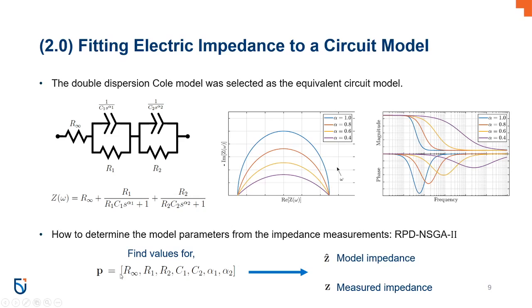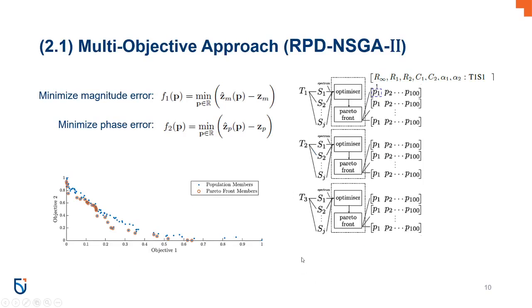So granted we know what model we're going to use, how can we find values for each of these parameters such that the model impedance matches the measured impedance? We decided to go with this method here, known as reference point based, dominance-based, non-dominated sorting genetic algorithm 2, which is a multi-objective approach based on a genetic algorithm. We create 100 population members. Each population member has a potential solution.